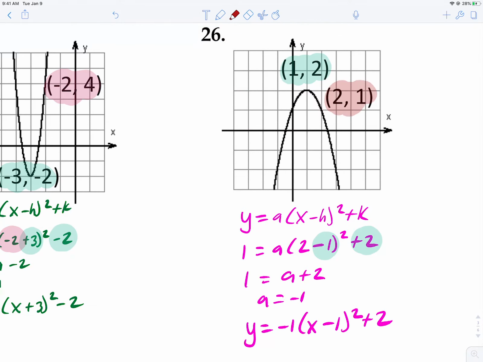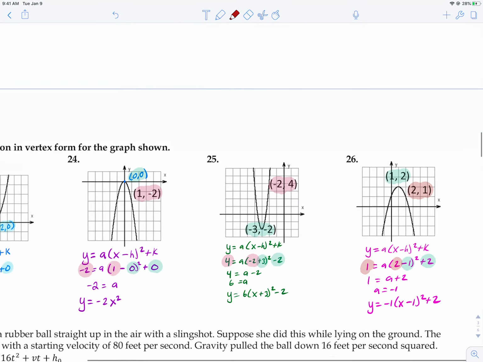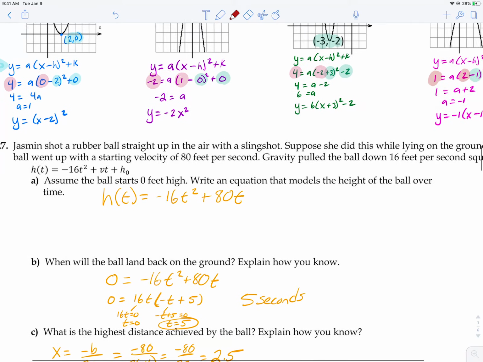And number 26, the vertex is 1, 2, which is where those came from. And the other point is 2, 1, which is where those 2 came from. If you solve, a equals negative 1. And our equation, putting back x and y as x and y, is y equals negative 1 times (x minus 1) squared, plus 2.